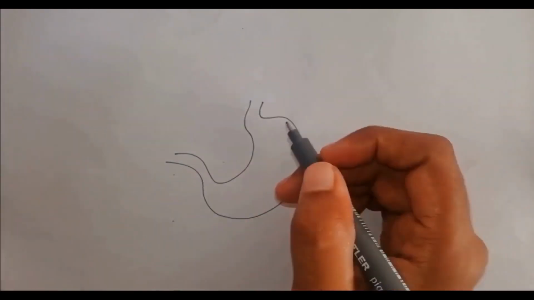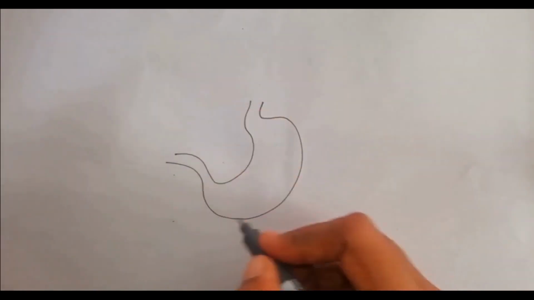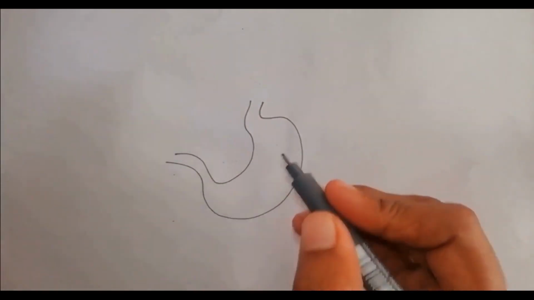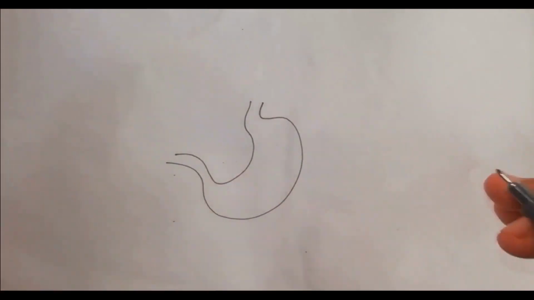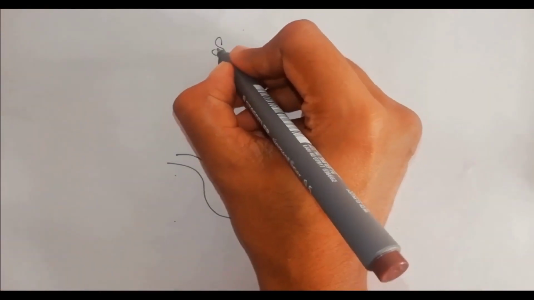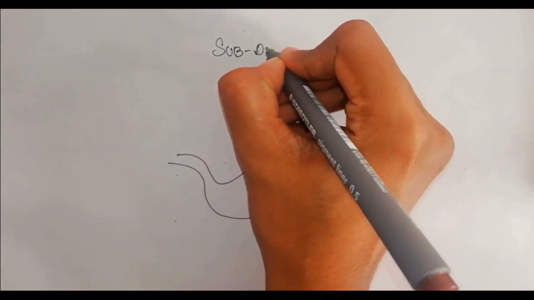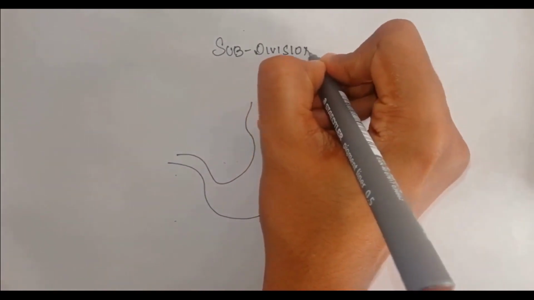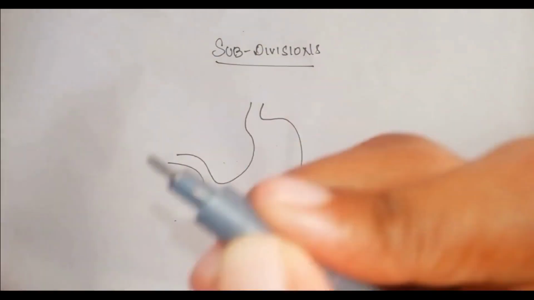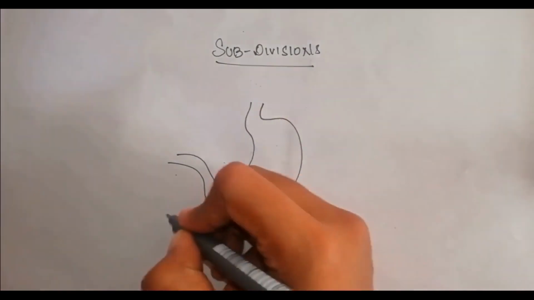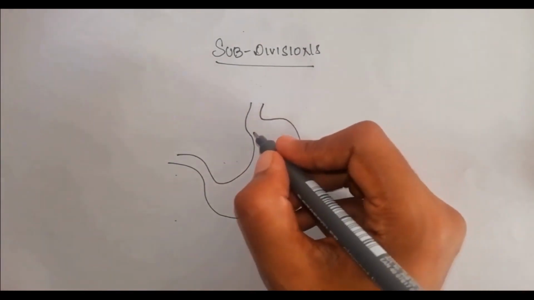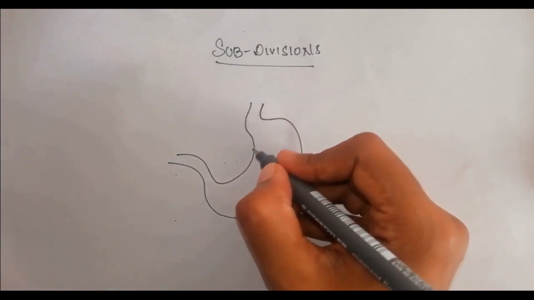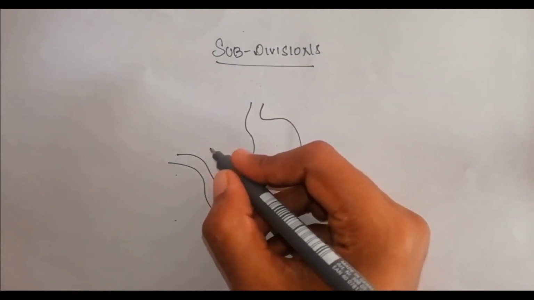So now we are going to deal with the subdivisions of the stomach. We have seen the parts of the stomach, such as two ends, two curvatures and two surfaces. Now we are going to deal with the subdivisions of the stomach. The subdivisions are namely three: the upper part called the fundus, the middle part called the body, and the lower part called the pylorus.